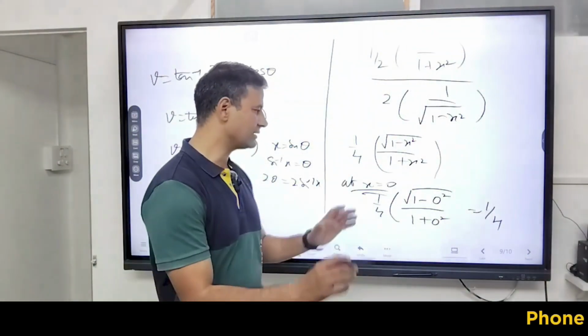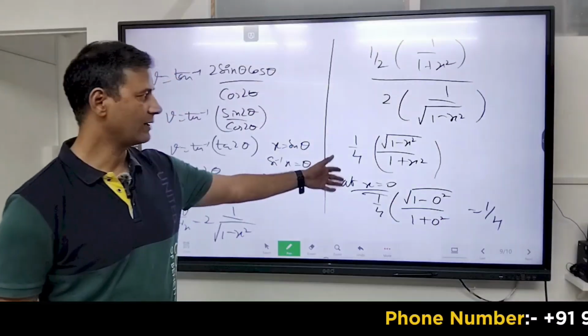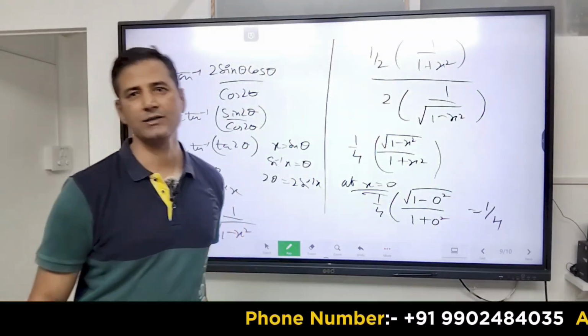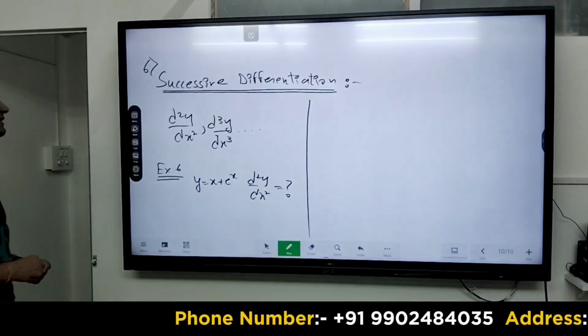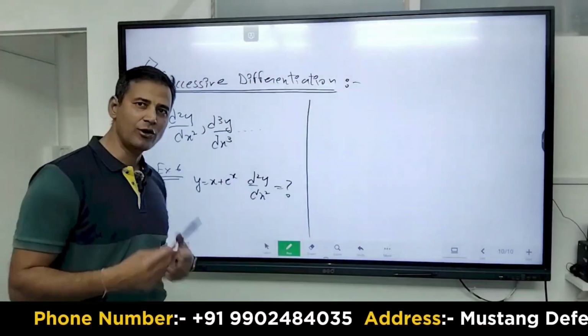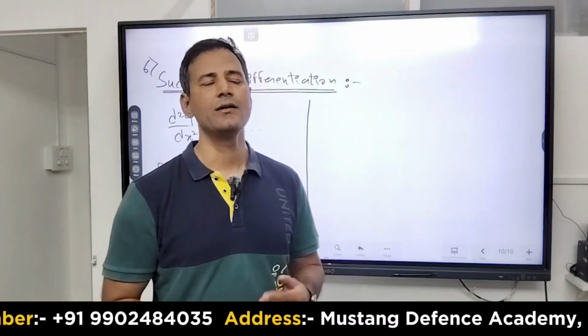But if they have not asked at any specific point, then your derivative is 1 by 4 root of 1 minus x squared upon 1 plus x squared. Successive differentiation. Now let us see successive differentiation. Successive differentiation means second order derivative, second order differentiation, third order differentiation, and so on.